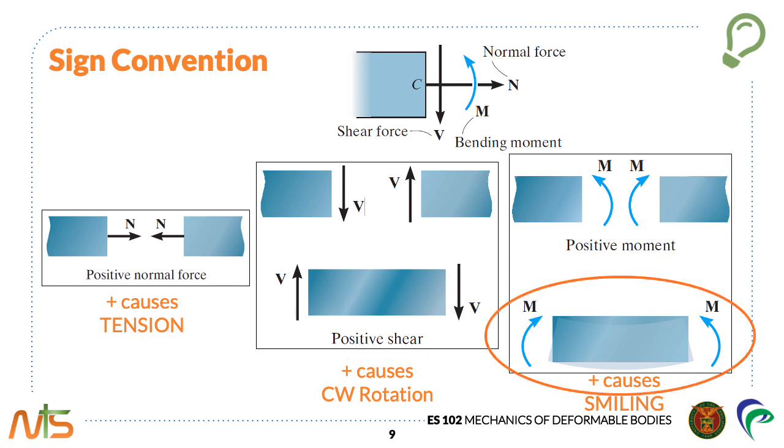Now looking at this third scenario, for the bending moment, obviously these two bending moments will cause the segment to bend in a concave upward manner. Therefore, the bending moment in these three scenarios are said to be positive. Loadings that are opposite to this are considered negative.